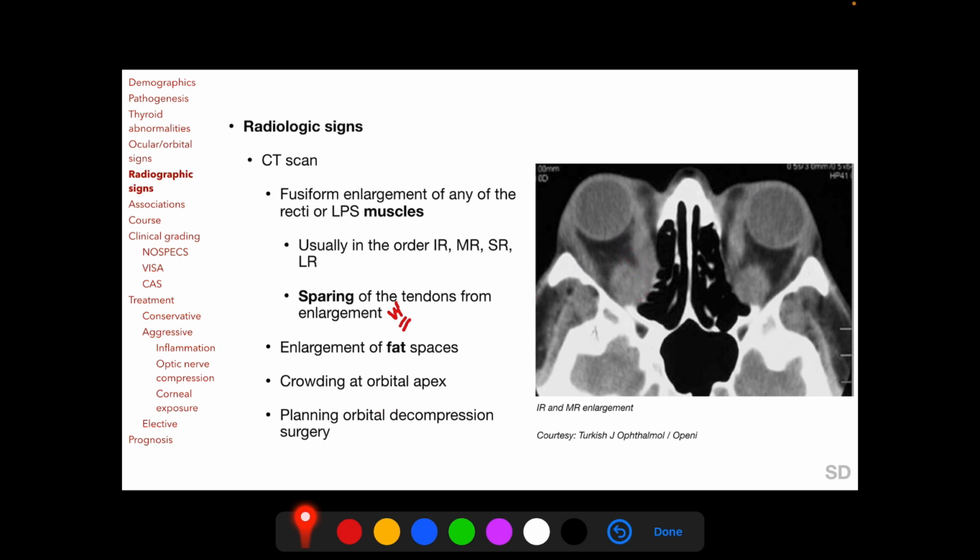In this picture, we find enlargement of the inferior rectus muscle and the belly of the medial rectus muscle, but sparing of the tendon of the medial rectus muscle from enlargement. The inferior rectus muscle appears like this in an axial CT scan near the floor of the orbit.